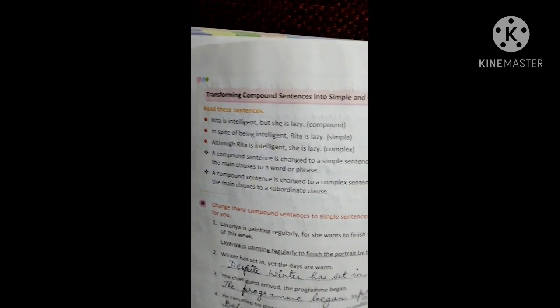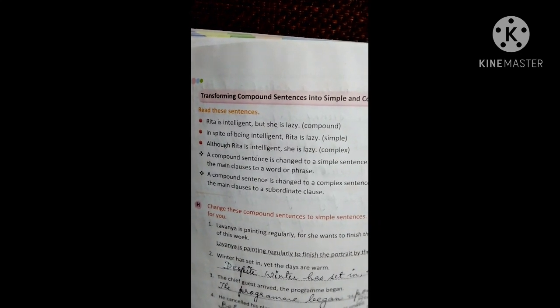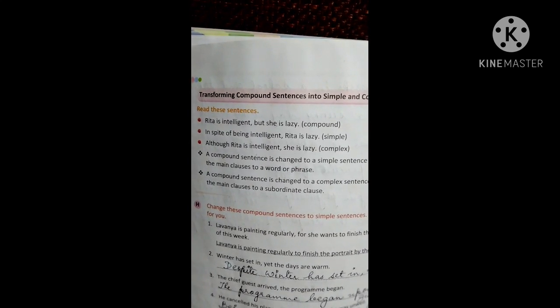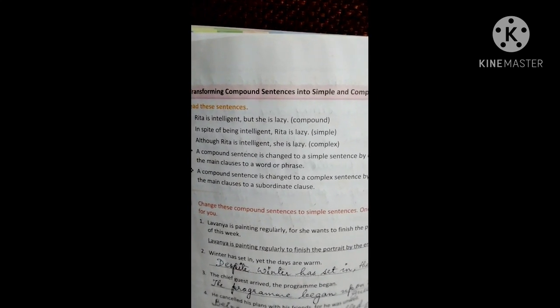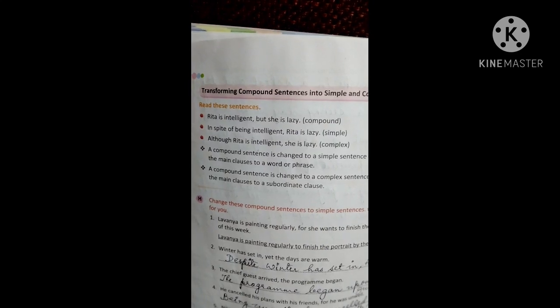Two different main clauses are added with a coordinating conjunction, so it's a compound sentence. Now in a simple sentence, there will be only one finite verb. The finite verb is here, that is a helping verb. So you have to write the simple sentence in such a way that it fulfills the rule of a simple sentence. So: In spite of being intelligent, Rita is lazy.